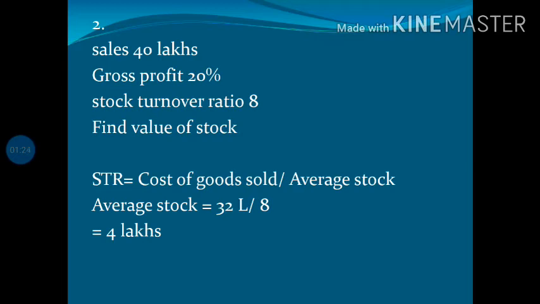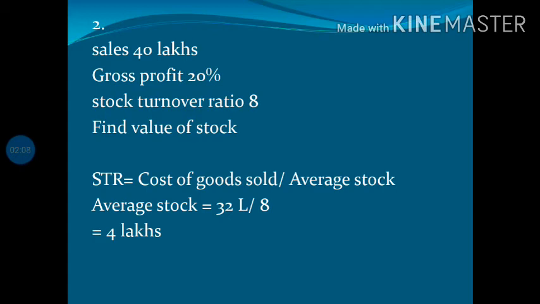Sales 40 lakhs. Gross profit 20%. Stock turnover ratio is given. It is 8. Calculate the value of stock. How to find the value of stock? It is using the equation stock turnover ratio. Stock turnover ratio is equal to cost of goods sold divided by average stock, and we have to find average stock. Average stock is equal to cost of goods sold divided by stock turnover ratio.